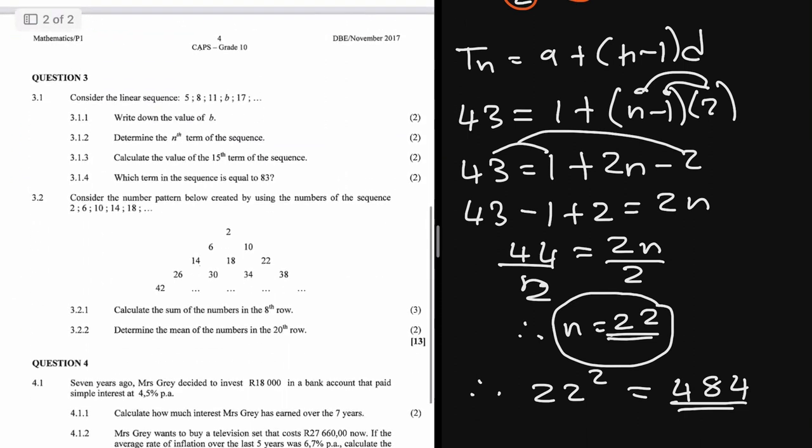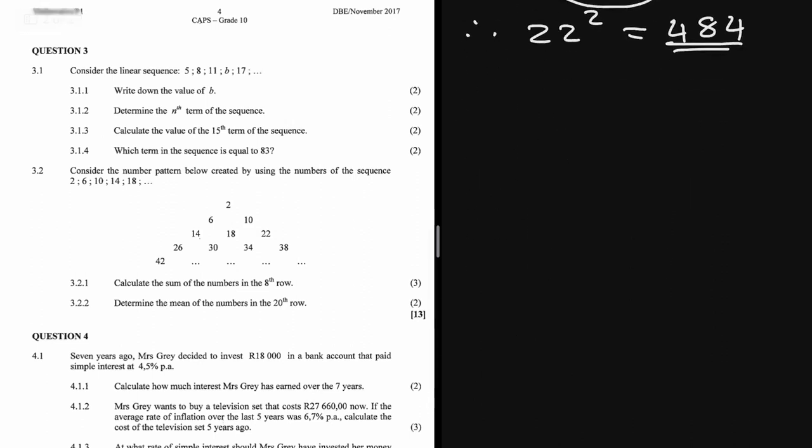So now if we move to the next pattern, we have question number 3. And now the question says: consider the linear sequence. They already tell us this is a linear sequence. And then the linear sequence is 5, 8, 11, and then B, and then 17.